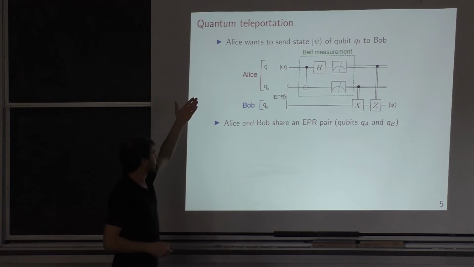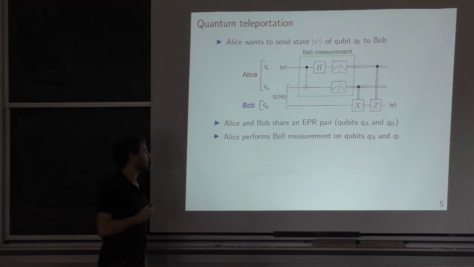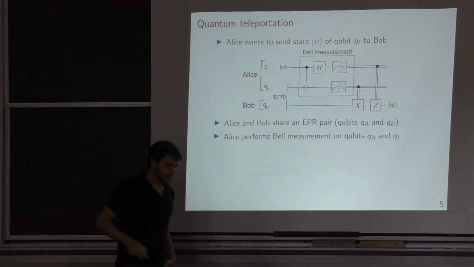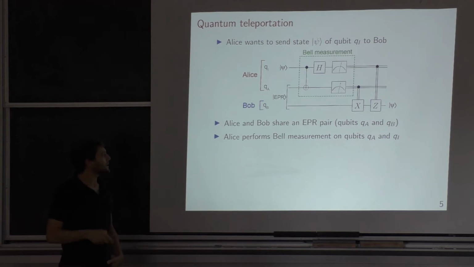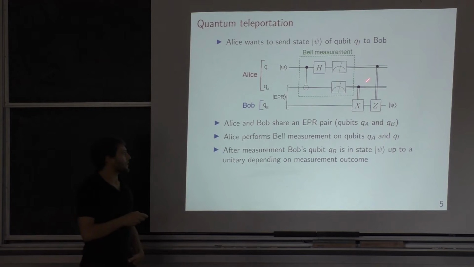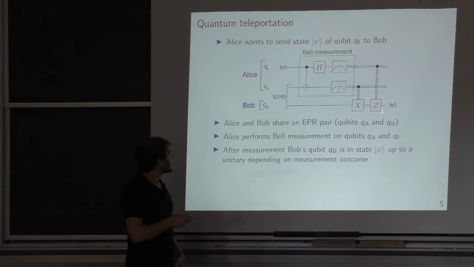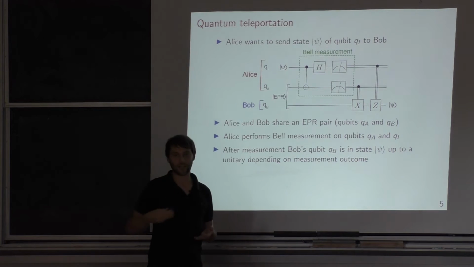Now, what Alice can do to transfer this state psi of qubit Qi is to perform a measurement in a Bell basis, and this is whatever is going on within this green box, and I will explain in a second why I represented it this way. And then she can send the result of the measurement to Bob with classical communication, and the state of Bob's qubit is the original psi state up to a unitary, which depends only on the outcome of the measurement.